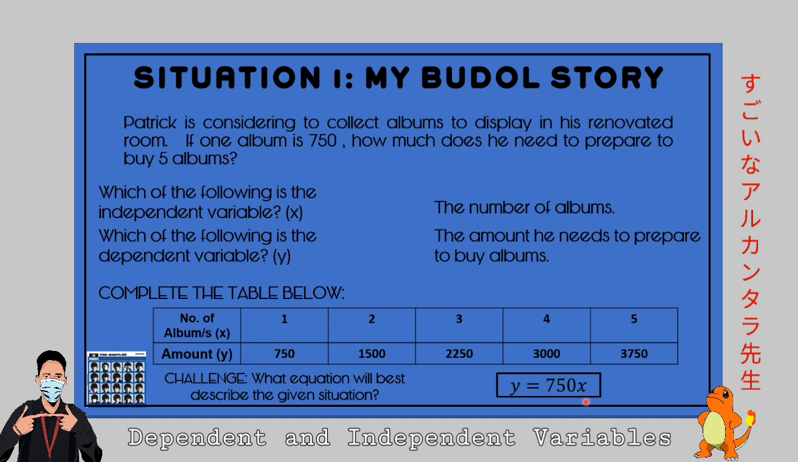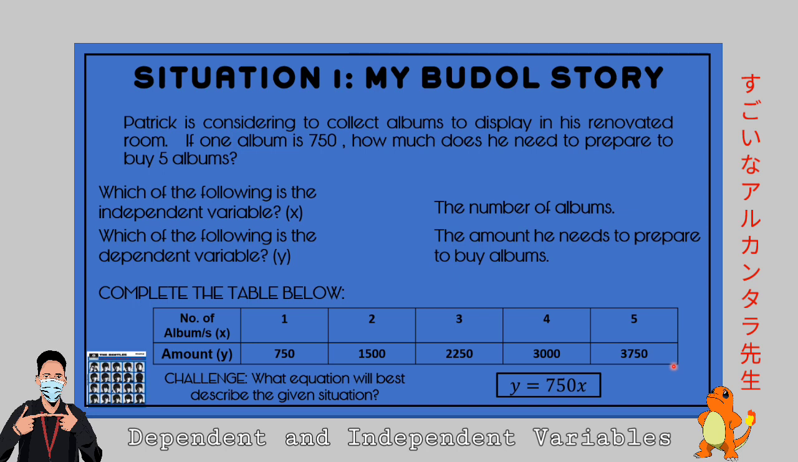Why are we multiplying 750 to x? Because the x is the independent variable in line with the number of albums. So if you substitute 1 to x, that will be 750 times 1. The answer is 750. So that's correct. That's the amount that you need to prepare. And so on and so forth. That's how it works. And in this case, you can write ordered pairs here like 1, 750, 2, 1,500, 3, 2,250, 4, 3,000, 5, 3,750.